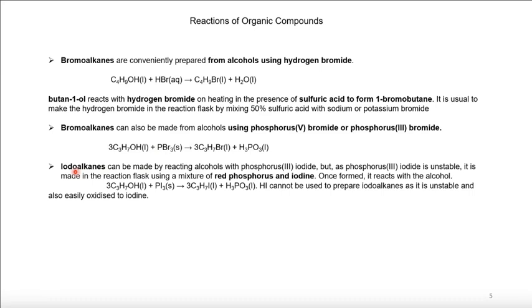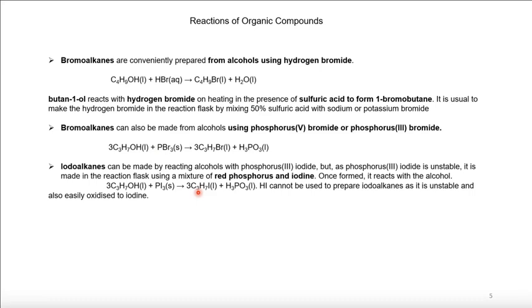Similarly, we can go for iodoalkanes, and in this case, we use phosphorus iodide. We don't use phosphorus iodide directly, we use phosphorus and iodine in situ to form phosphorus iodide, and thereby we get iodoalkanes.